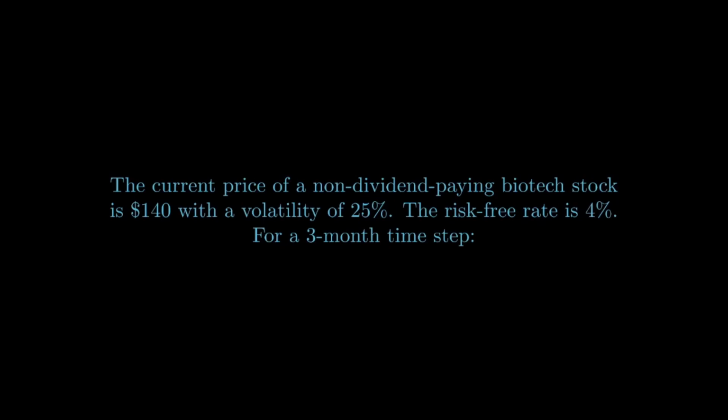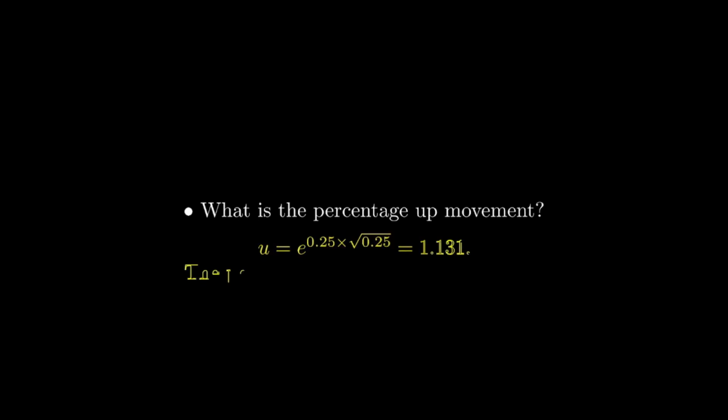Here is the example. The current price of a non-dividend paying biotech stock is 140 with a volatility of 25%. The risk-free rate is 4% for a 3-month time step. What is the percentage up movement? Using the previous formula, we will get this.